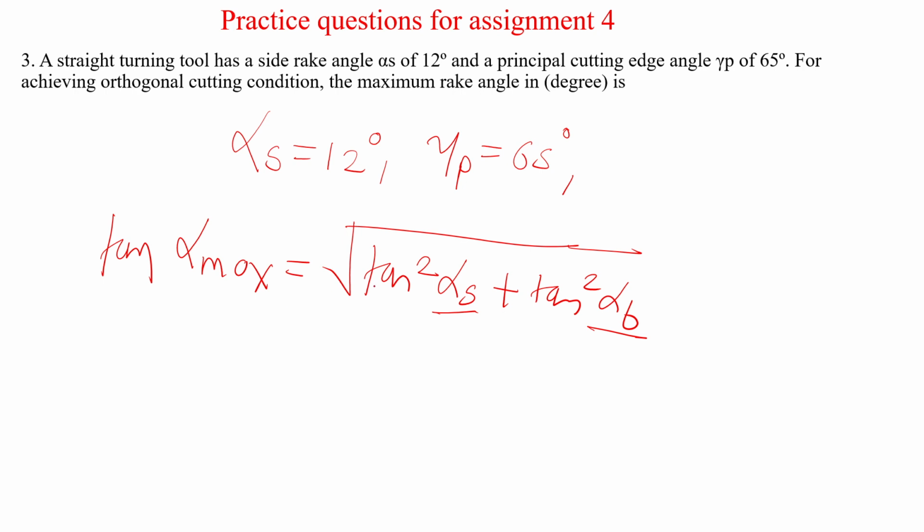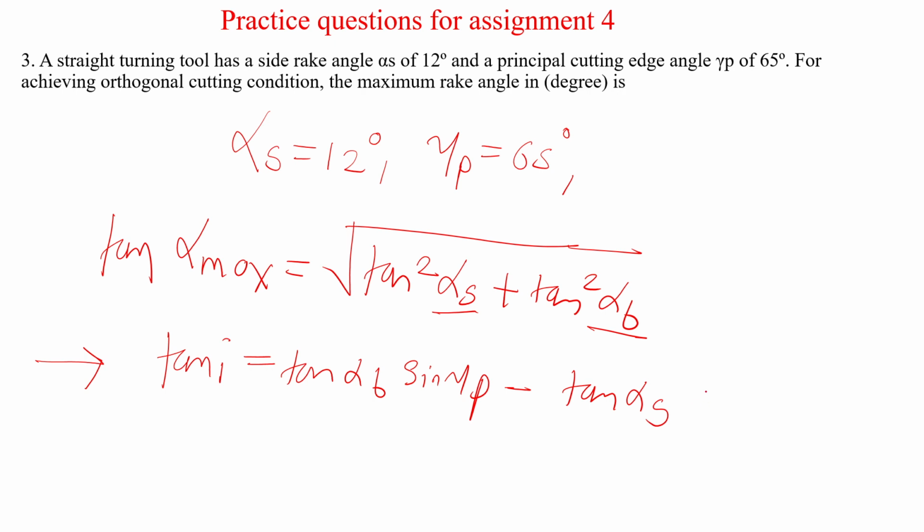I taught a formula which says the conversion from the orthogonal rake angle: tan I is equal to tan alpha b sin gamma p minus tan alpha s cos gamma p. This I taught in the first class. You know this tool conversion system when I was teaching.